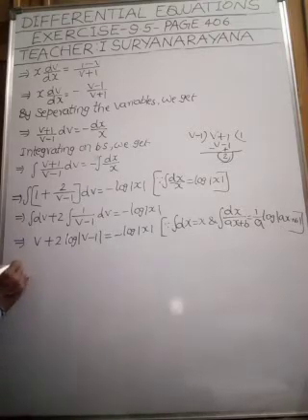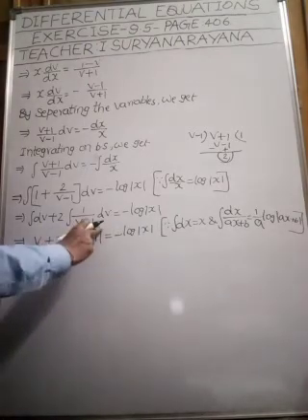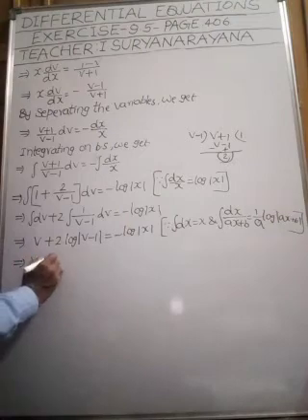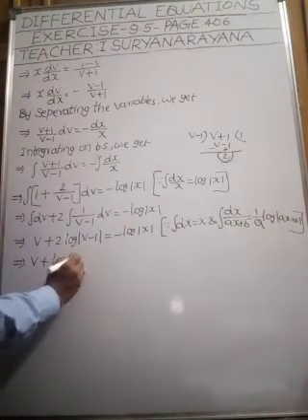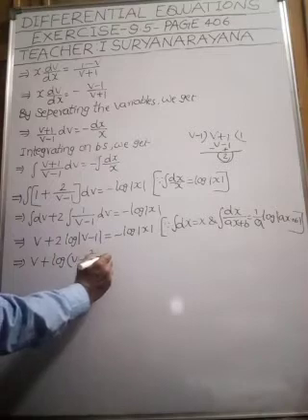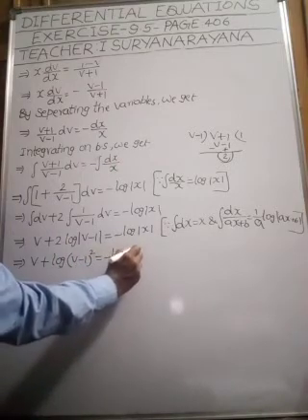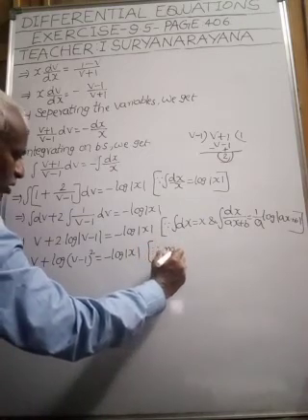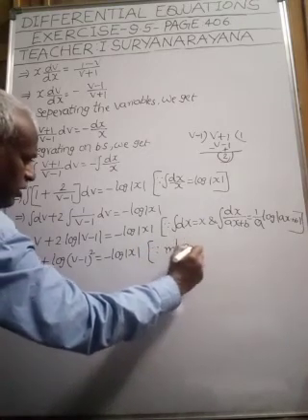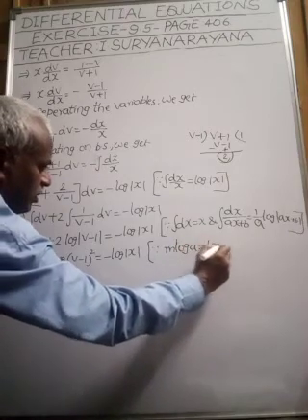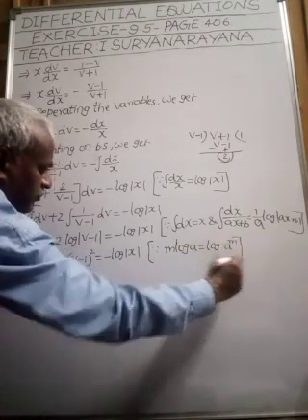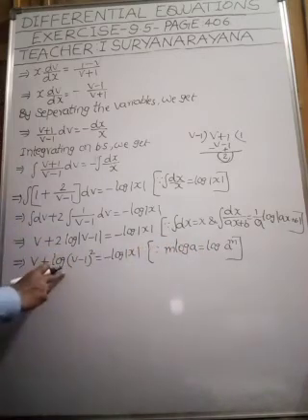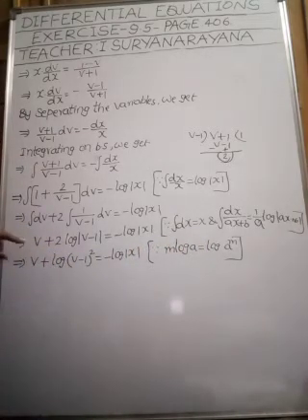Right. This implies, let us write this as a whole square. Yes or no, my children? So v plus log v minus 1 whole square is equal to minus log mod x, because of the logarithmic property m log a is equal to log a to the power of m. By using this logarithmic property, I wrote this second term. Understood this second term, my children?